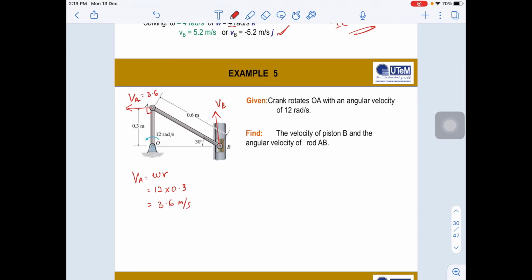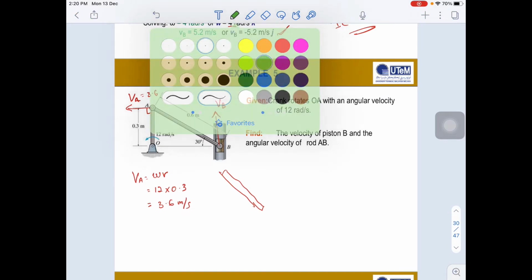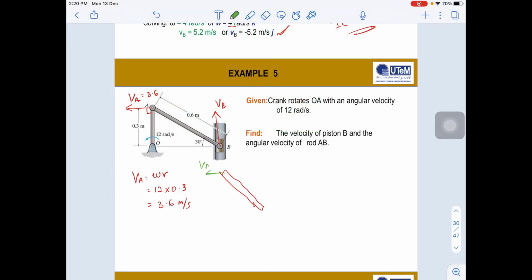Okay, just look at this graph. You have VA and you have VB, and then what is your omega? So similar with the previous example, you can choose what you want to find. You put outside VB is equals to VA plus RB slash A. So what is RB slash A?